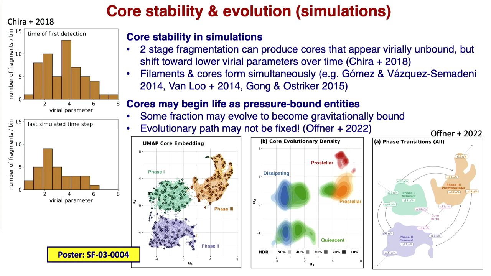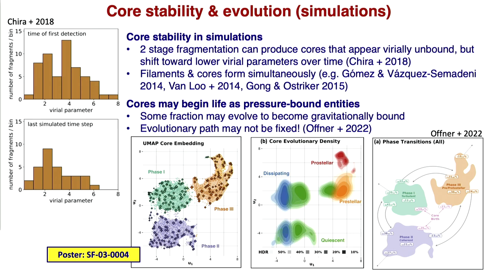There are a couple of interesting things about this, and I refer you to Stella's poster for more information. The first is that the evolution of these cores might not necessarily follow a simple trend, where cores can actually go between these different stages. And in the case of cores that are quiescent or coherent, some of them end up as very long-lived objects and don't necessarily form stars.